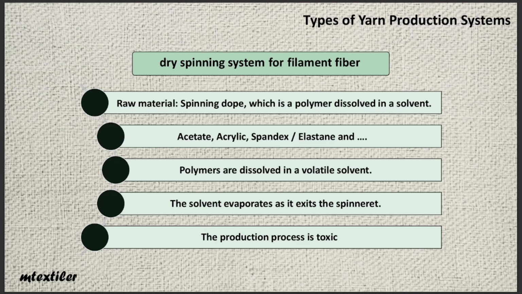Raw material: spinning dope, which is a polymer dissolved in a solvent. Yarns producible with this system: acetate, acrylic, spandex, elastane. Polymers are dissolved in a volatile solvent. The solvent evaporates as it exits the spinneret. The production process is toxic.